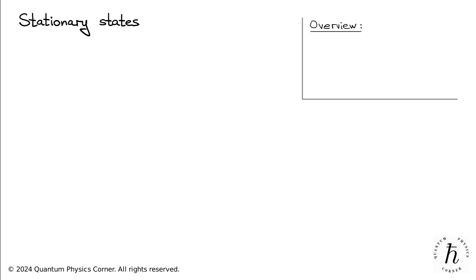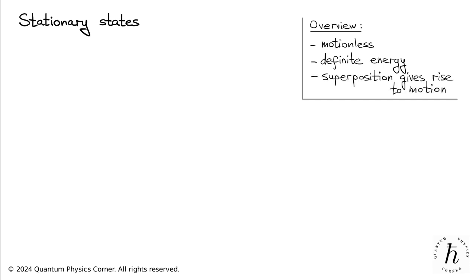As the name suggests, a stationary state of a quantum system is one in which the system appears motionless. Stationary states have definite energies. Motion arises from the superposition of stationary states with different energies. Understanding all the stationary states of a system and the corresponding energies allows us to predict the system's time evolution in the most general scenario.